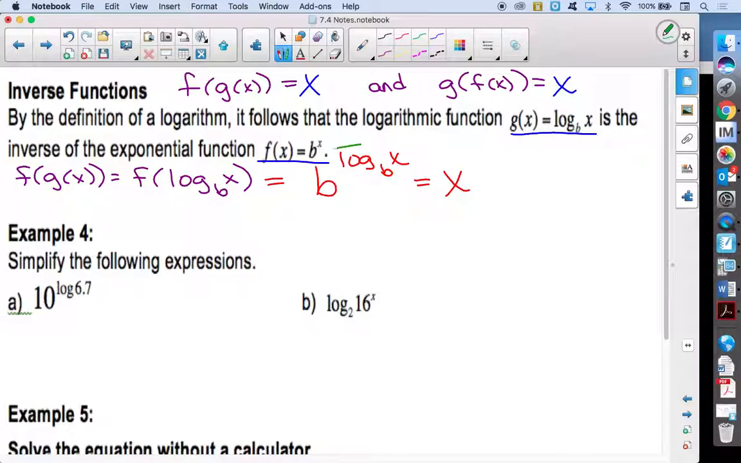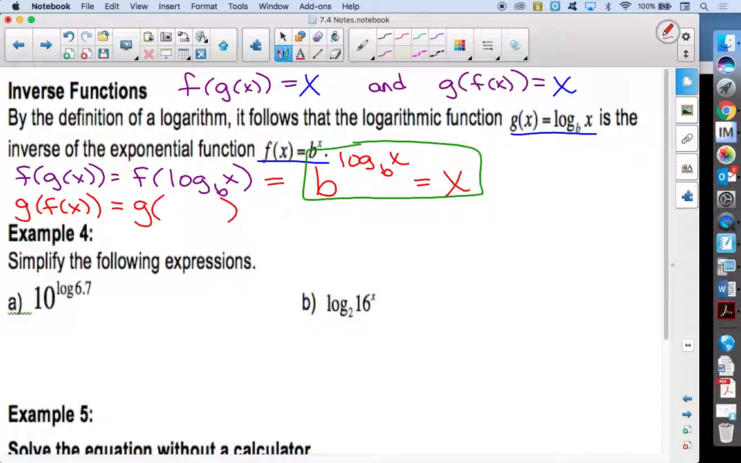So this part right here is a property that we're going to use to simplify equations, or to simplify logs. So that would be one of the properties that we'll use to help us simplify the logs. The other property would be flipping it, so working with g of f of x.